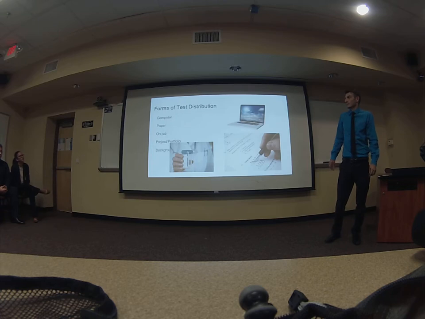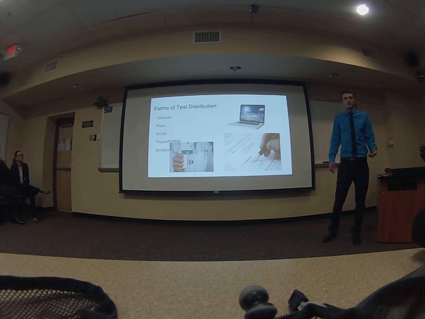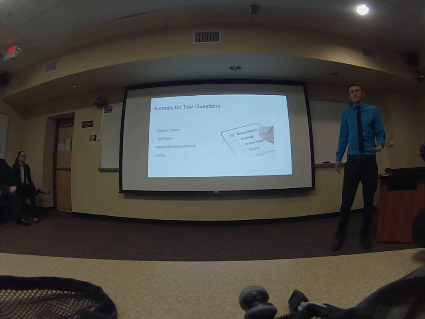Forms of test distribution, especially now that we have computers and a lot of technology. There's paper, where you just take a standardized test on a piece of paper. There's on the job, where you're showing what you're actually doing for them at the moment. And there's a portfolio, where you prepare a portfolio for your employer and show them what you can do.